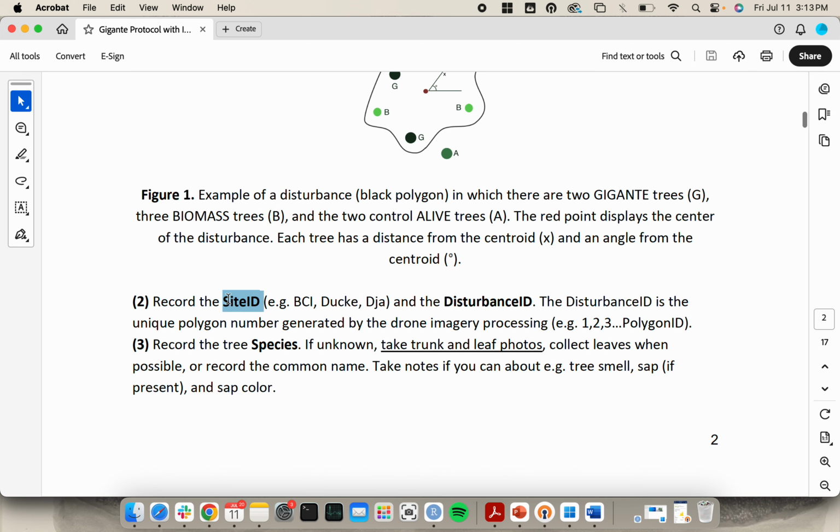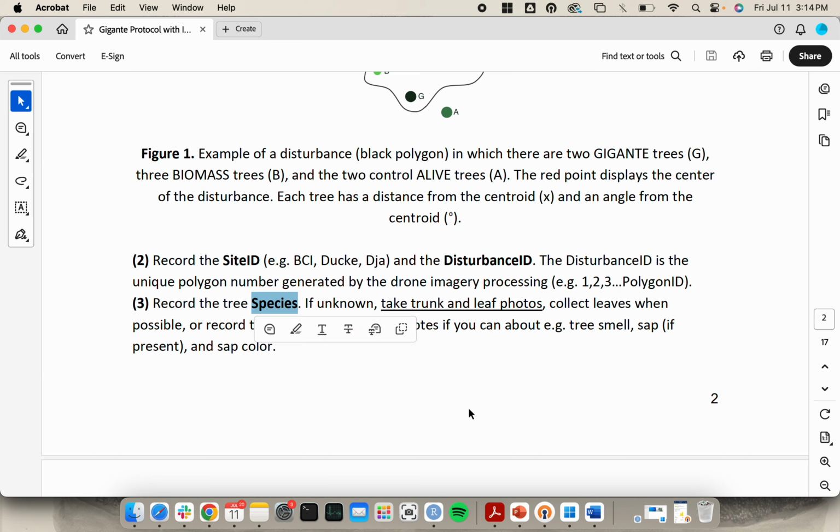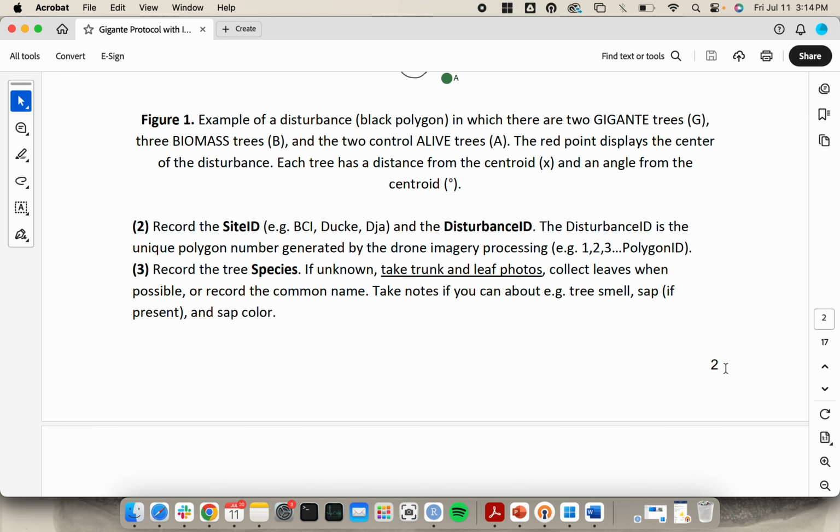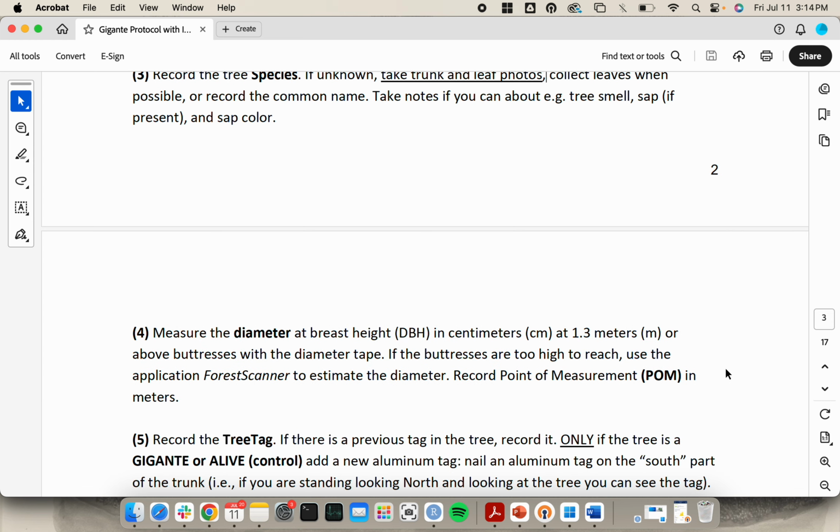For site ID, in this case it is Danum. And the disturbance ID is the one that comes with the gap ID. So when you get to your gap, which is the blue polygon in the map, it has a number, so that's your disturbance ID. If you know the species, you can write the species down. If not, you should take photos of the trunk and the leaf. This is how you have been doing it, and then you go back to the lab and try to identify them with your field guide, or ask people around for help if that's easier. You measure the diameter at breast height.